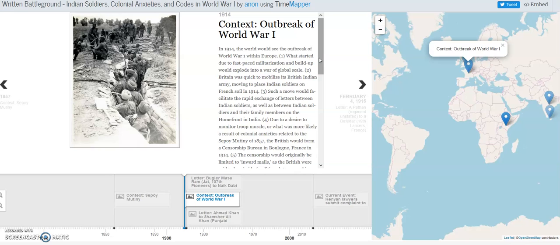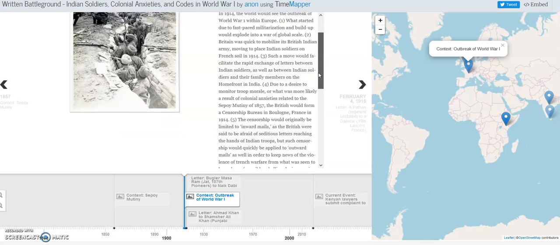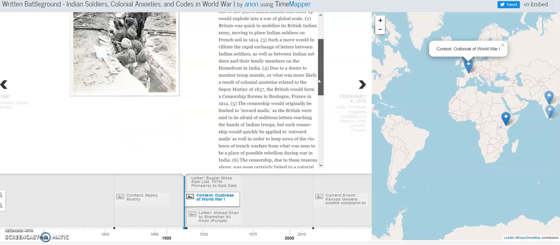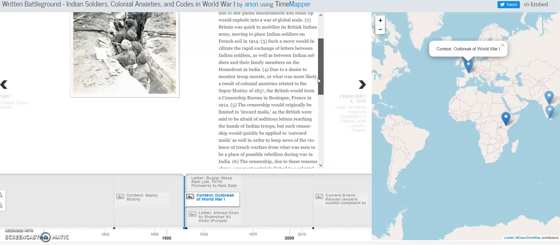Such a move would facilitate the rapid exchange of letters between Indian soldiers, as well as between Indian soldiers and their family members on the home front in India. Due to a desire to monitor troop morale, or what was most likely a result of colonial anxieties related to the Sepoy Mutiny of 1857, the British would form a censorship bureau in Boulogne, France in 1914. The censorship would originally be limited to inward mails, as the British were said to be afraid of seditious letters reaching the hands of Indian troops.